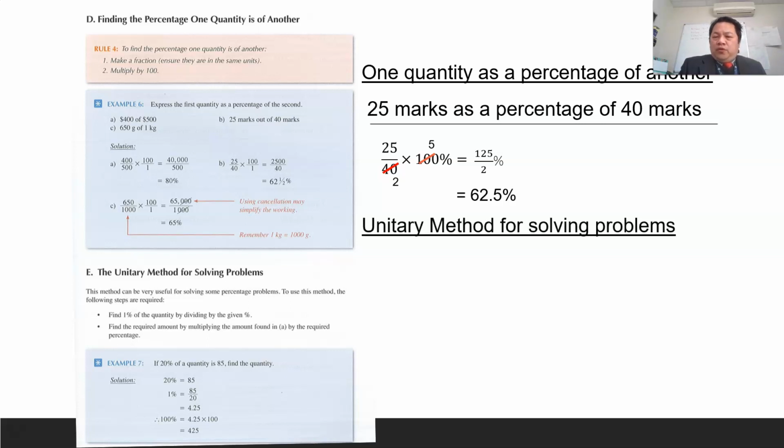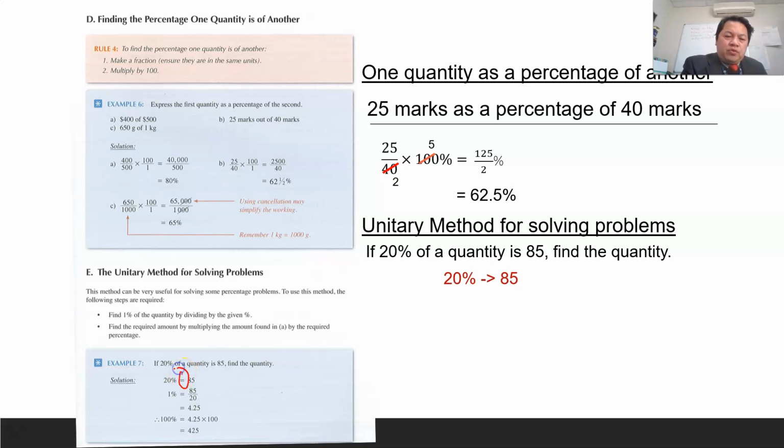Okay, in the unitary method, it is very important, especially when the numbers given to you do not represent 100% or the whole. So they say that 20% of a quantity is 85. We're not looking at the whole quantity, we are only looking at part of the quantity. Okay, this is the part I don't agree with the book. It should not be an equal sign because 20% is actually equal to 0.2. So in this case, this is the wrong use of the equal sign.